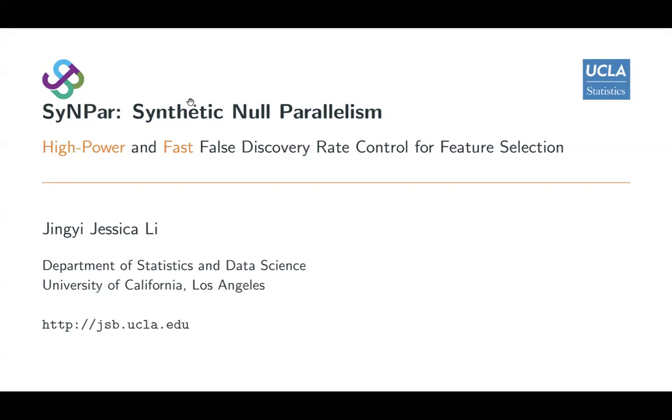And today, the research talk I hope to share with you, and also welcome your feedback, is that we propose an alternative approach to generalize this problem, especially in the scenario where p-value calculation is not easy. This work, we title it SyNPar, standing for synthetic null parallelism. I'll explain the term later, but our hope is to achieve high power and fast control of false discovery for selecting important features or predictors.